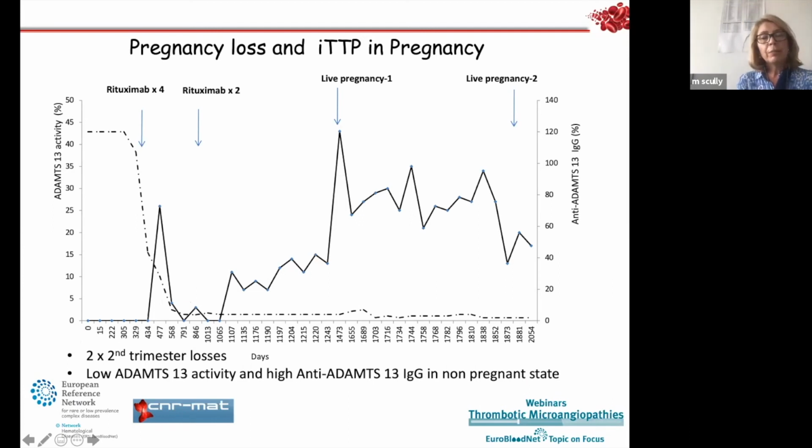But she did throughout that pregnancy have plasma exchanges every couple of weeks. Don't forget, this was back in the early 2000s. She then went on quite quickly to have a 2nd pregnancy, for which we didn't give her any treatment. All we did was monitor the ADAMTS13, and you can see that the level just before baby was born started to dip, which is what we see, but did not go down to very low levels, and she didn't relapse. So she had an excellent outcome with regards to 2 live children.